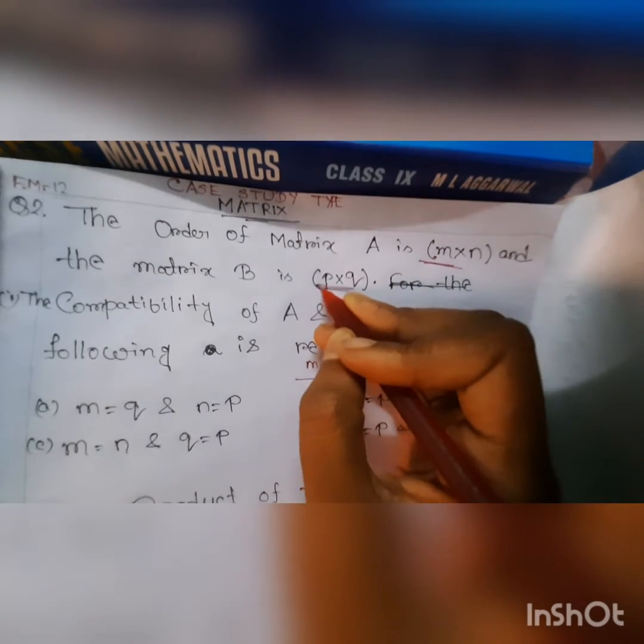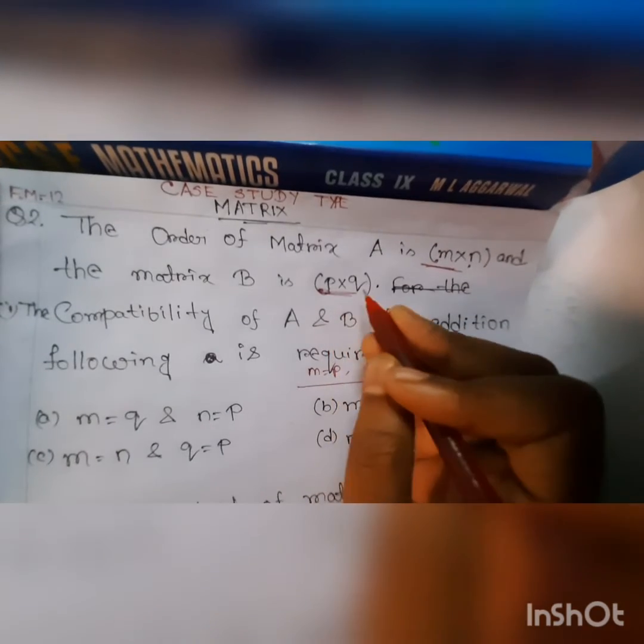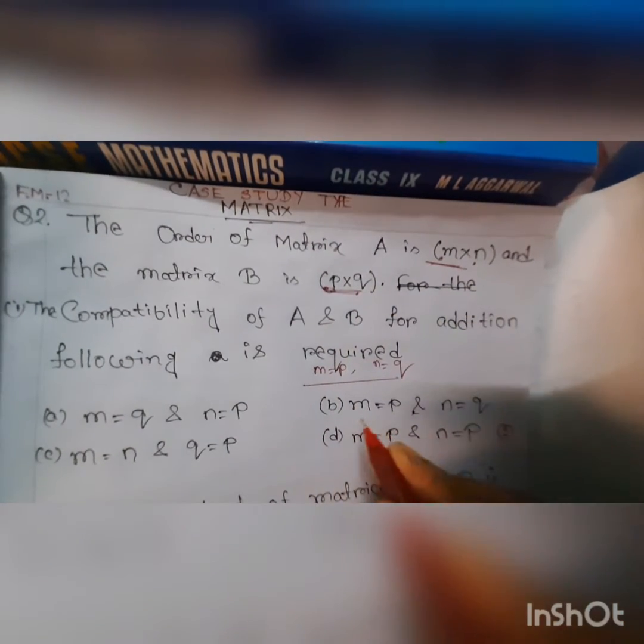This row number is equal to the row number of B, and the column number of A is equal to the column number of B. So m equal to p and n equal to q, that is option B will be your answer.